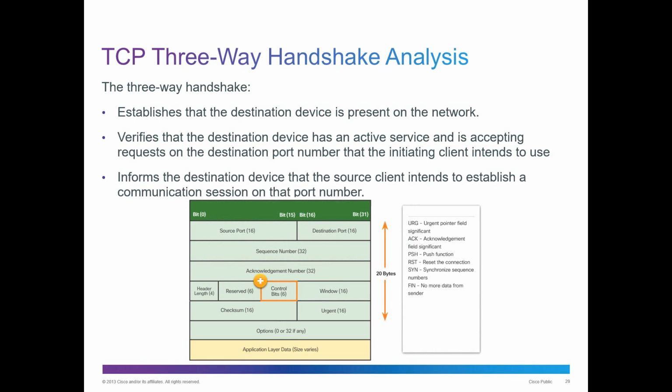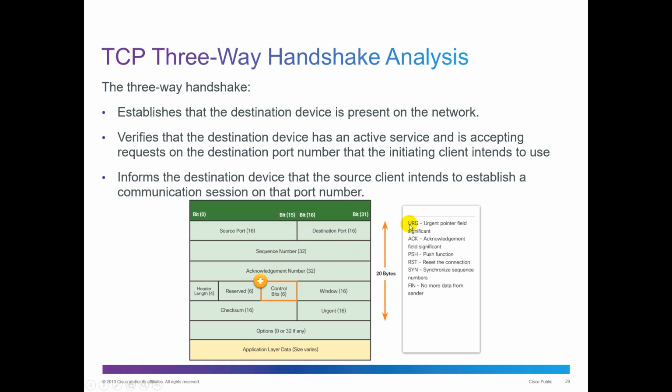So this three-way handshake that is taking place is all, if you're looking at your TCP header, in this control bits section down here. Now remember, this is going to be TCP, because with UDP you don't do this handshake. You just start sending data. So it establishes that the destination device is present, verifies that the destination device has an active service and is accepting requests on the destination port number that the initiating client intends to use, in this case being destination port 16. It informs the destination device that the source client intends to establish a communication session on that port number.